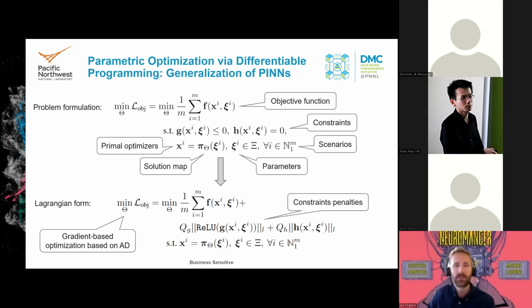Yes. Generalization, from my perspective, is that you would do this residual only for PDEs, but it doesn't necessarily need to be a PDE. It can be equality constraints, inequality constraints in any constrained optimization problem.